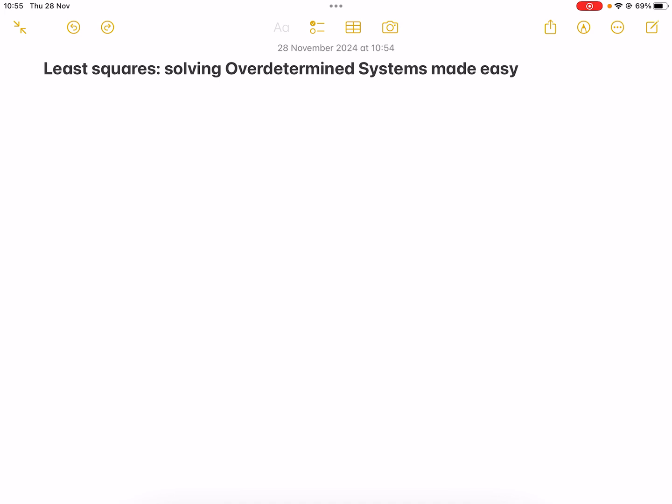Today we are tackling a fascinating topic in linear algebra, solving overdetermined systems using the least squares method. Ever wondered how to handle a system with more equations than unknowns? That's where least squares comes to the rescue. Let's dive right in.